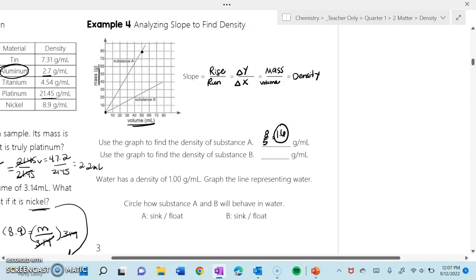Same thing for substance B. Let's find a clear-cut point. There's one at mass 20 and volume 40. So again, change in y is 20, change in x is 40. I'm going to simplify that to 2 over 4, which is 1/2 gram per milliliter.